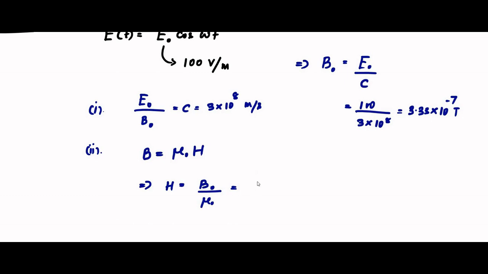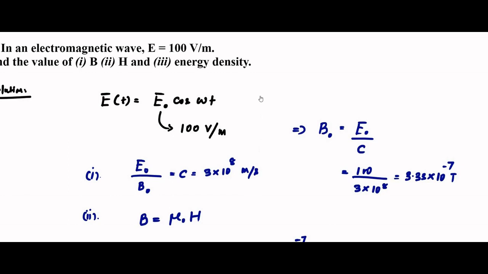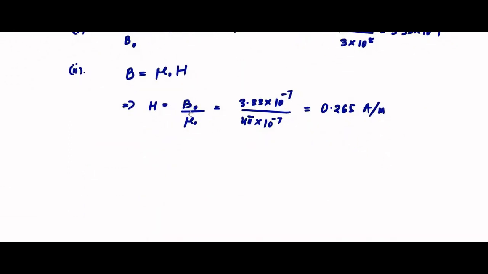So that is equal to how much? 3.33 into 10 to the power minus 7 by mu 0 absolute permeability, that is 4 pi into 10 to the power minus 7. So it is coming around 0.265 ampere per meter. So this is the magnetizing force or magnetic intensity. Then it is asked to find the energy density or the average energy density.